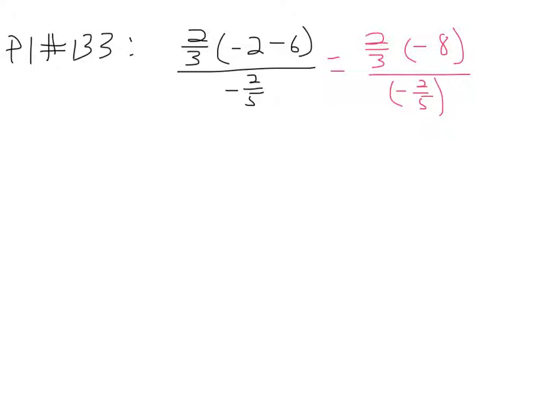-5/2. So I can write this as 2/3 times -8 times -5/2. It's got to end up being the same thing. Okay? And now we can start doing some work here. Because a negative times a negative, well, those guys are going to cancel out. And so now all of our negatives are gone.